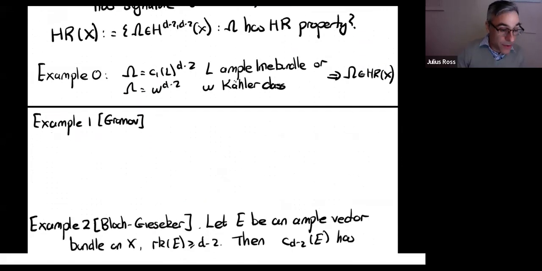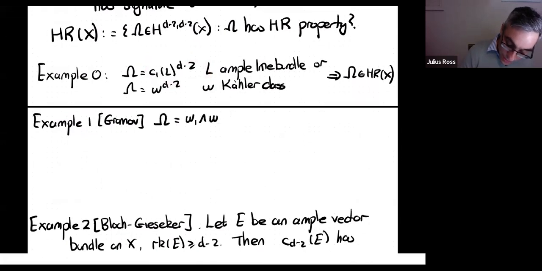Here's an example that's due to Gromov, at least in some case, and then maybe Dinh and Nguyên, who worked on this. They said we can take not just one positive class and take its self-intersection, but we can take several different ones. So he said I can take omega to be little omega 1, omega 2, up to omega d minus 2, say, where each omega i is a Kähler class.